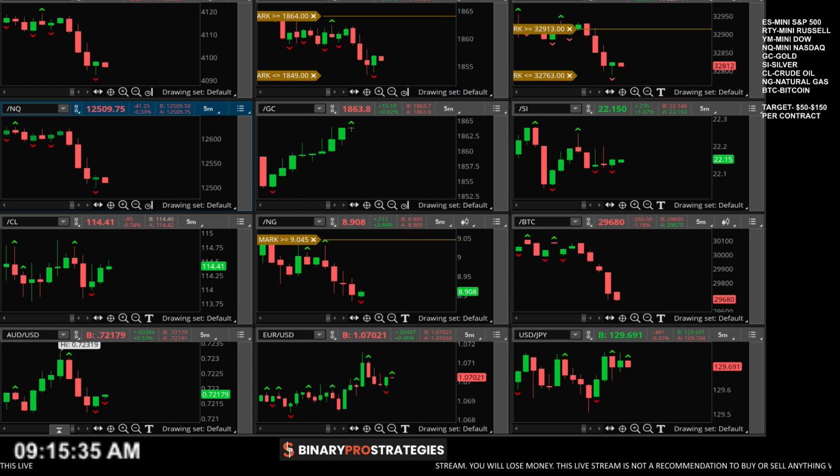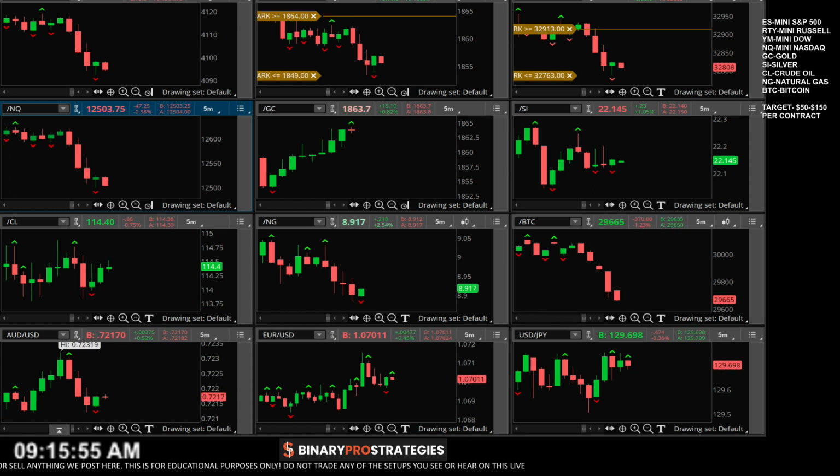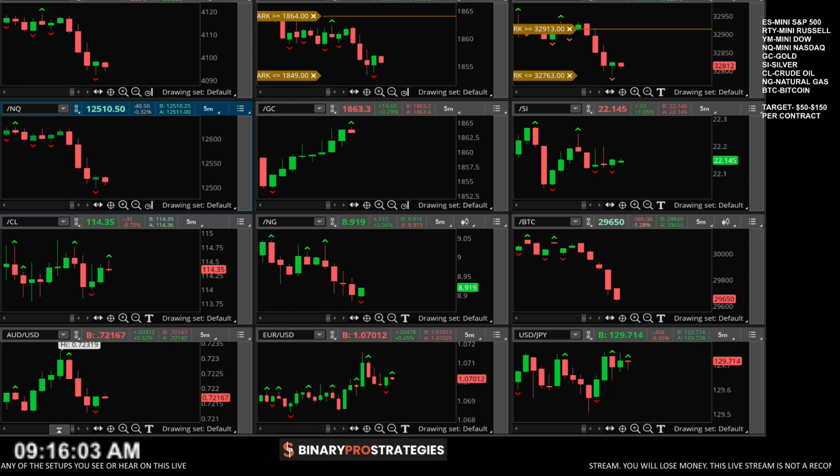Okay, still short RTY, still short YM. Waiting to either hit target or reverse and take a buy position. US yen exited with a profit. Nice trade on US yen. Do have a short on the euro. Do have a short on the Aussie. Aussie short is going to be 72.21.